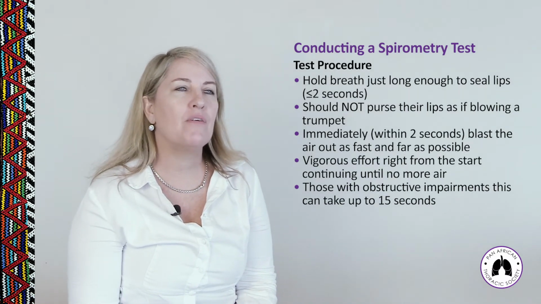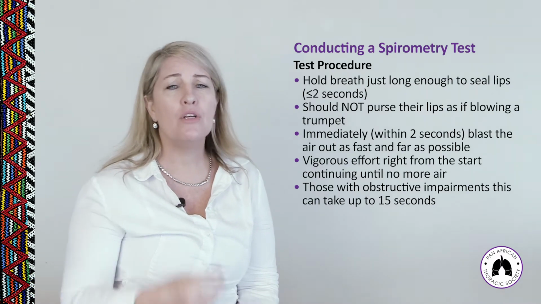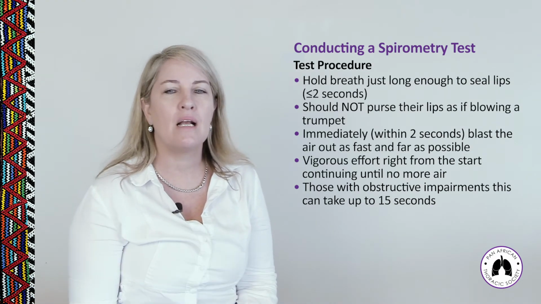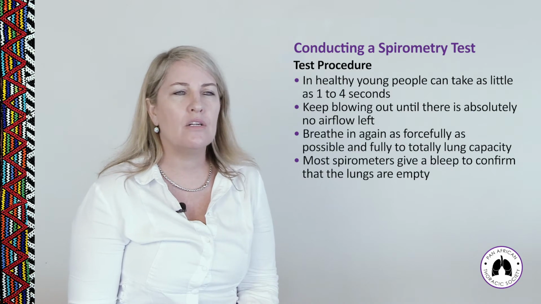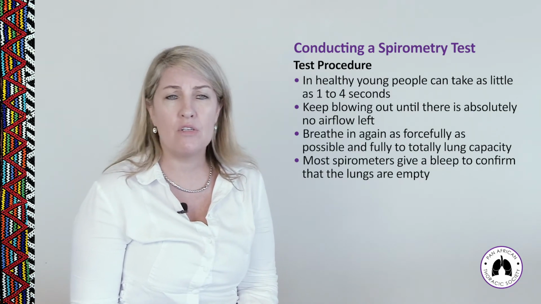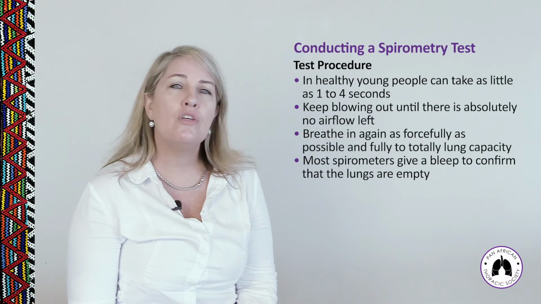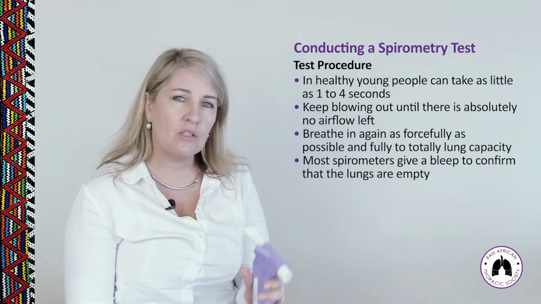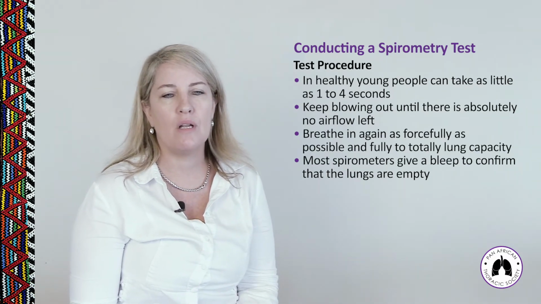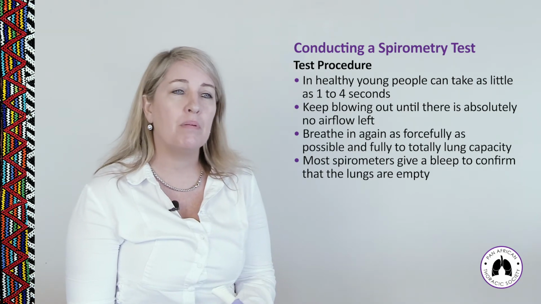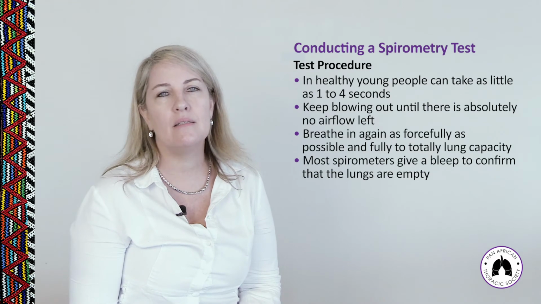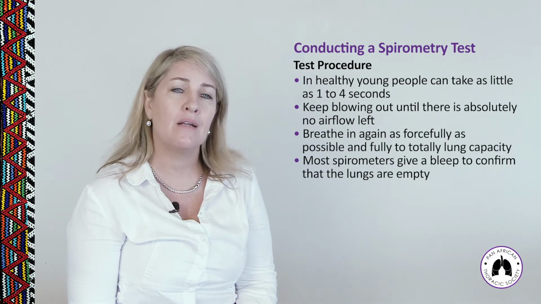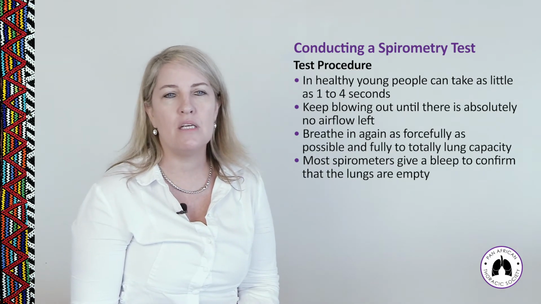Children with obstructive impairments can take a very, very long time to blow all the air out of their lungs. So make sure that you give them as long as they need to empty the lungs completely. But mostly in young children, they should blow out between about 1 to 4 seconds, depending on the age of the child. You should encourage the child to keep blowing until there is absolutely no air left at all. And then the child could breathe in again as forcefully as possible to total lung capacity. Most spirometers will beep once the air is completely exhaled. On a machine, it reads that the air has slowed to 0.025 liters per second, and then it actually stops the test procedure itself.